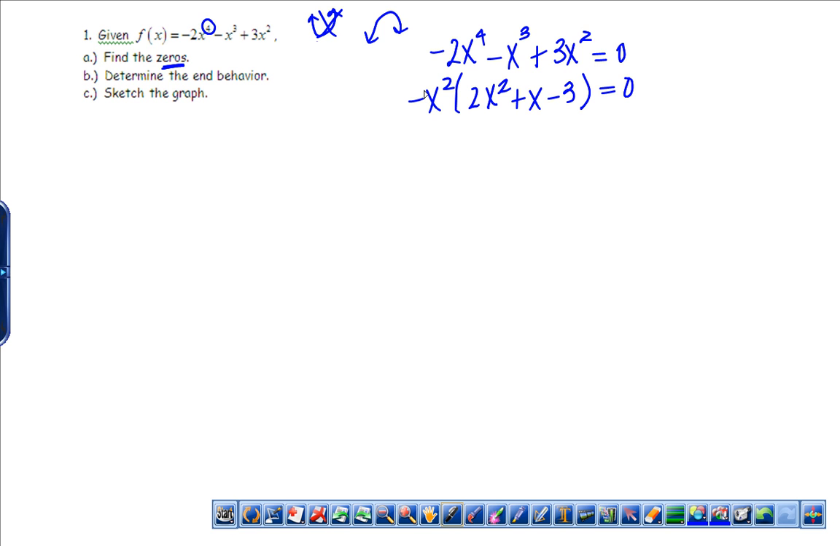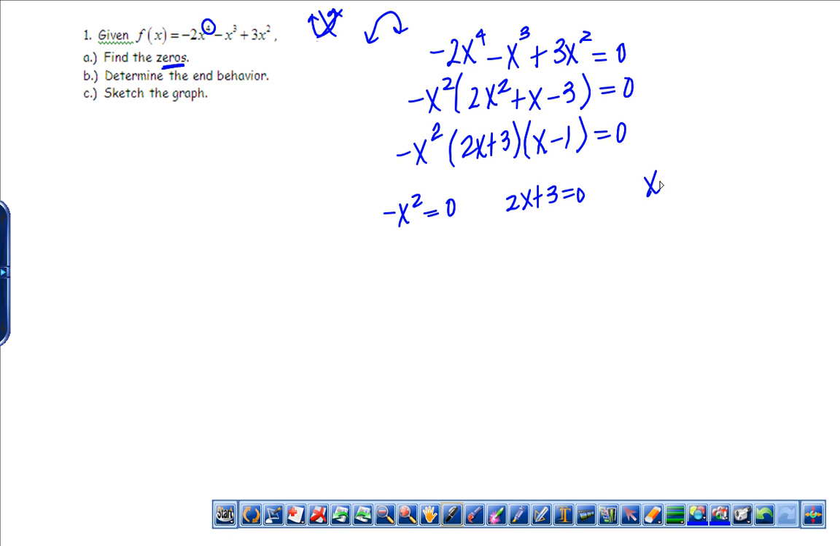And I can factor this inside here. So this gives me factors of negative 6 that add to give me 1. That's going to be 2x plus 3. I'm skipping some steps here. And this is going to be x minus 1. Set each of these equal to 0. So I've got negative x squared is equal to 0. I've got 2x plus 3 is equal to 0. And I've got x minus 1 equal to 0.